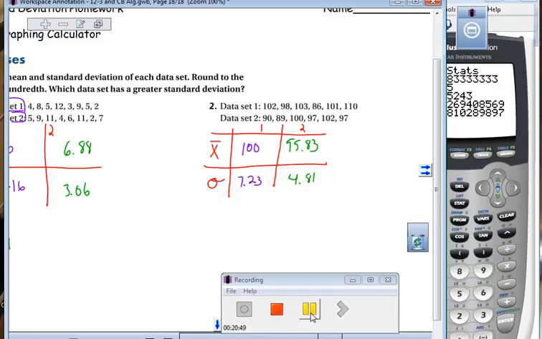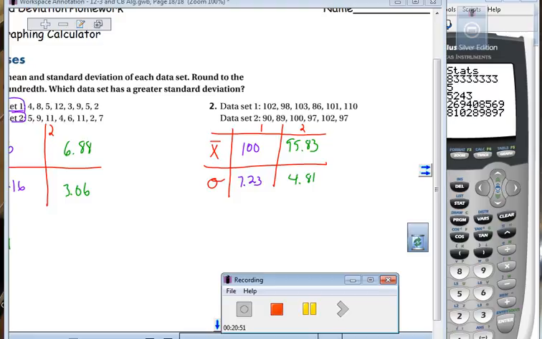So remember, today we're looking at dispersion, which means variation, variability, or spread in the data. So what does a large standard deviation mean? Spread out values. What does a small standard deviation mean? Close values.